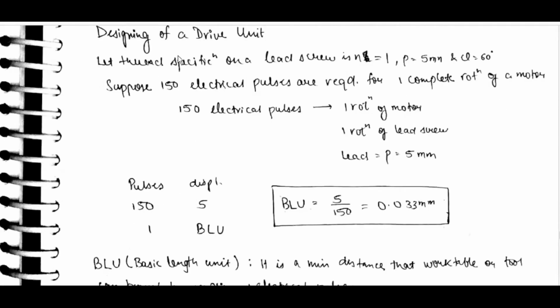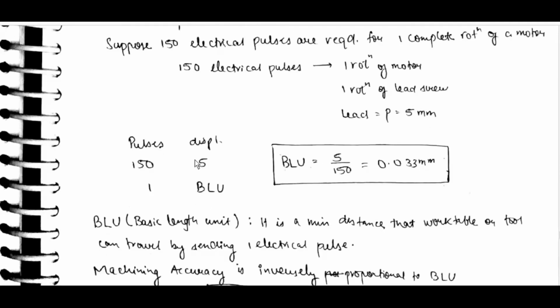In designation of the drive unit, let the specification on a lead screw be N equal to 1, P equal to 5 mm. Suppose 150 electric pulses are required to complete one rotation of the motor. 150 electric pulses, one rotation of motor, one rotation of lead screw. Lead is equal to P is equal to 5 mm. 150 pulses, 5 mm. So for one pulse, BLU is equal to 5 by 150, which is equal to 0.033 mm.